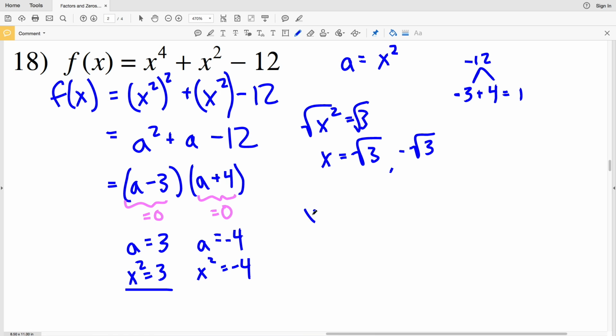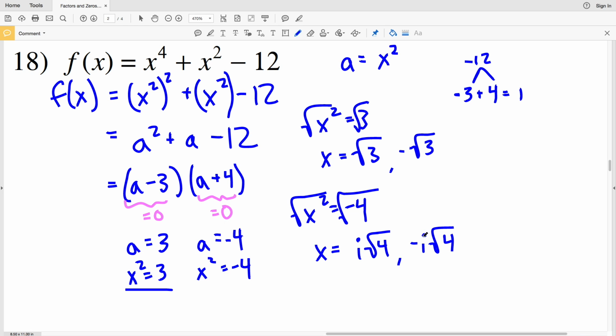So now let's look at when x squared equals negative 4. Taking the square root of both sides, I'll get that x is equal to i times the square root of 4 and negative i times the square root of 4, since both of those quantities squared equals a negative 4. However, I can simplify each of these down, because the square root of 4 is equal to 2. So I'll have that x equals 2i and x equals negative 2i, since the square root of 4 is positive 2.